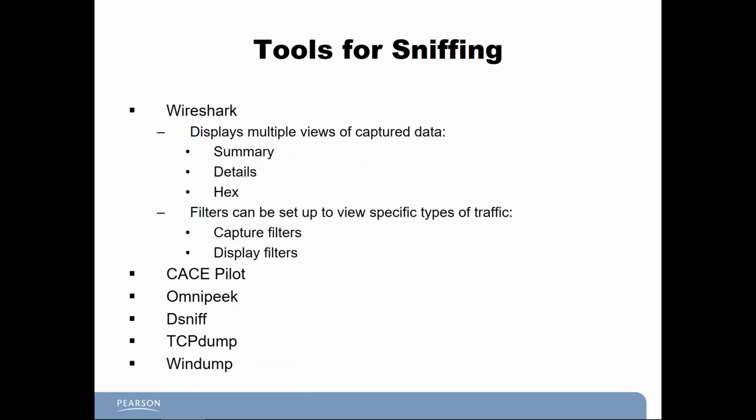Tools for sniffing, a very common one is Wireshark. We get to display the data in multiple types of views, like a summary or detail or the hex. tcpdump, WinDump, and OmniPeek are all tools. Wireshark and tcpdump and WinDump are very common ones.